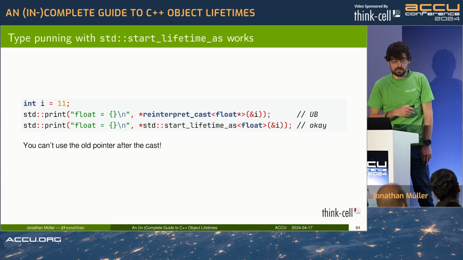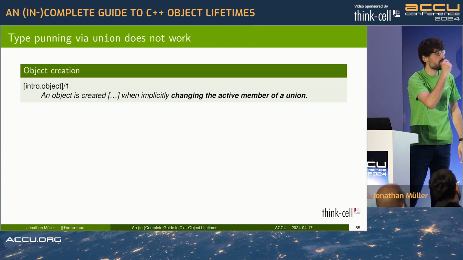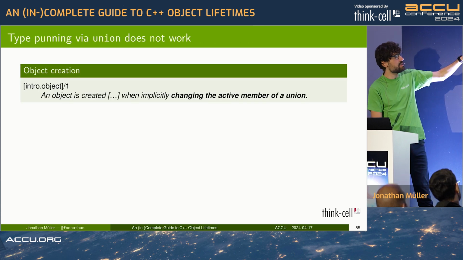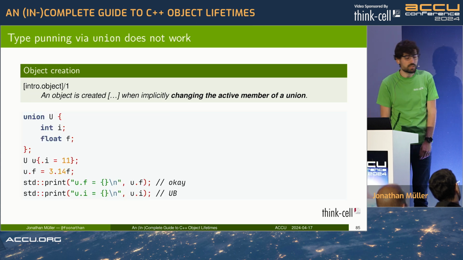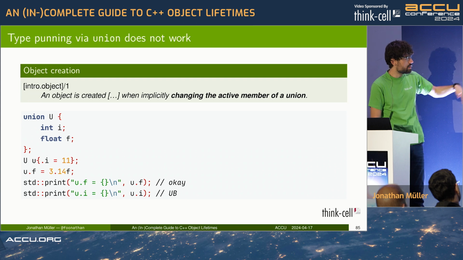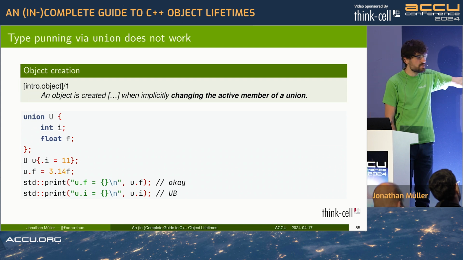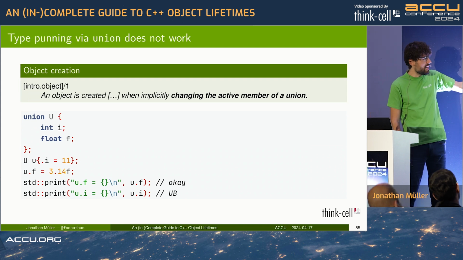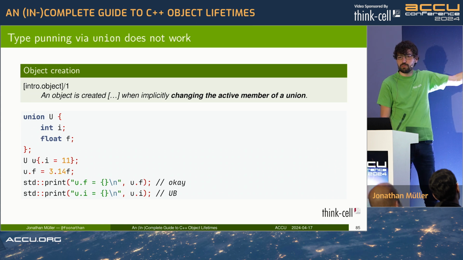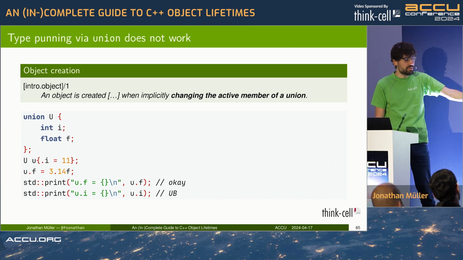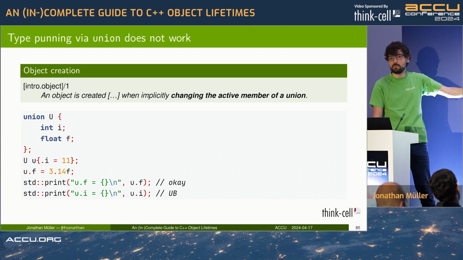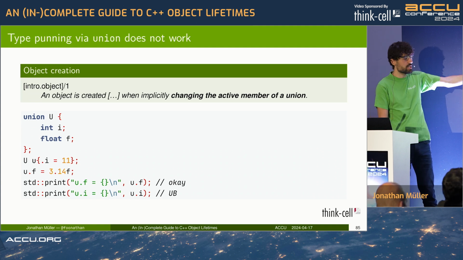The other famous way to do type punning is via union, and this does not work because of the final phrase in that sentence: an object is created when implicitly changing the active member of a union. So we've got a union of int and float. We create an int, we create a float. This creates a new object at the same address as the int, so we destroy the int object. So we've got a float now, but no int. This is undefined behavior because we're accessing an int object that has been destroyed by reusing the storage by assigning it.